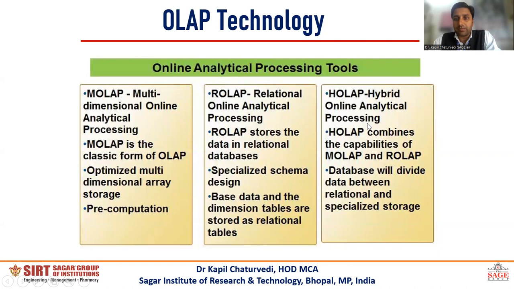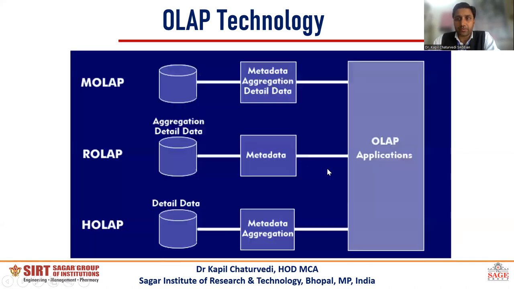HOLAP is hybrid online analytical processing. HOLAP combines the capabilities of MOLAP and ROLAP because there is a combination of multiple kinds of data. The database will divide data between relational and specialized storage. Okay. Now, you can better understand the OLAP servers by using that diagram. You can also use the diagram in the final examination. I'm using the diagram because a diagram makes your answer meaningful and strong. So you can use that diagram if an OLAP server question comes in your examination.